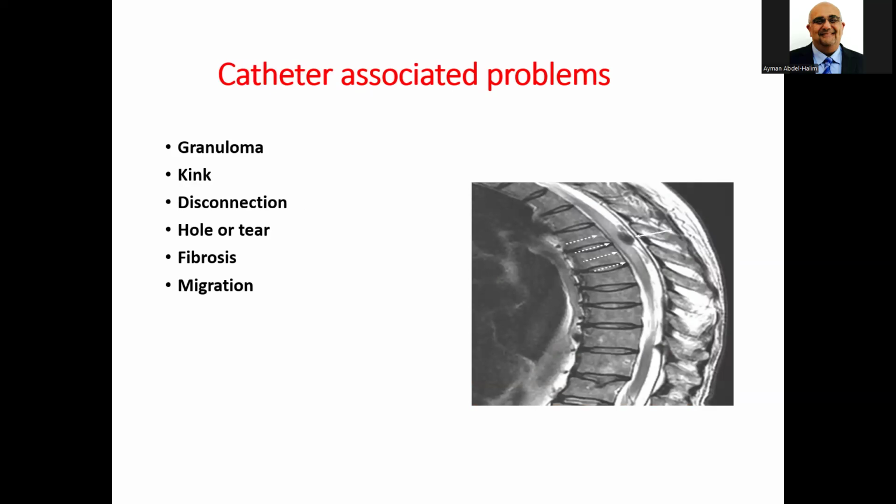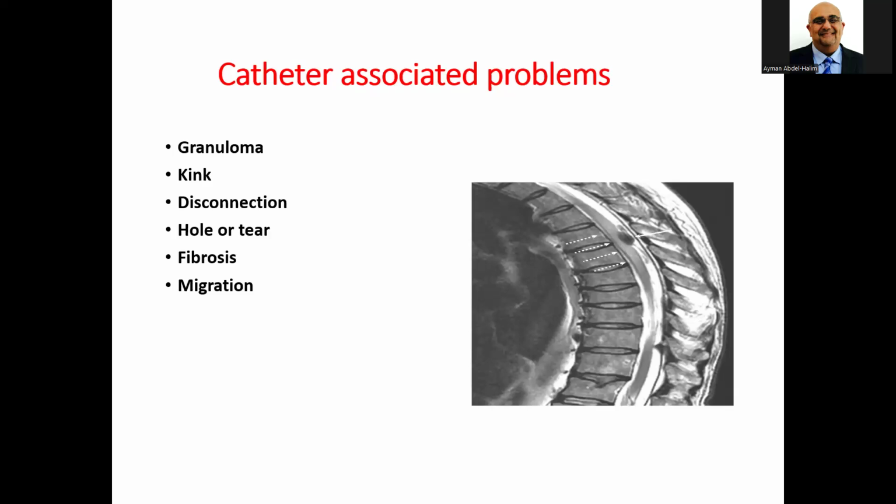Lastly, there are the catheter associated problems, such as granuloma, a kink, disconnection, hole or a tear, fibrosis, or migration. I want to talk a little bit about the granuloma, okay? Because really it's interesting. I was lucky to pick up 2 cases of intrathecal granuloma in my clinical experience here.